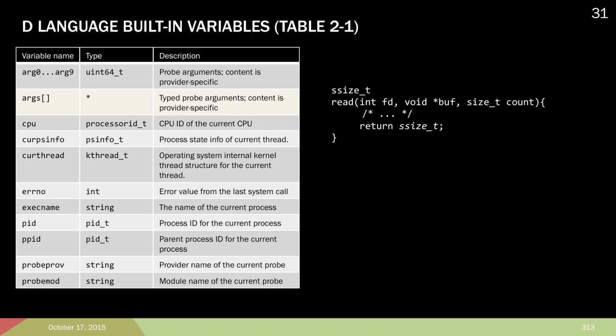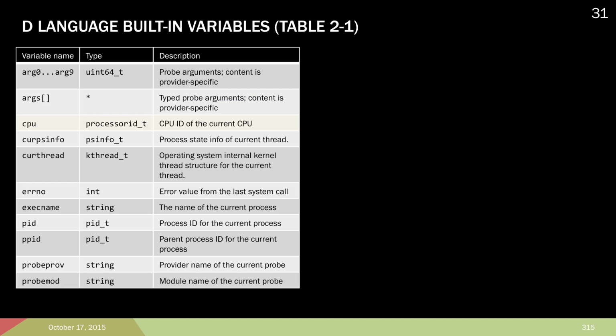The args array does nearly the same thing, but is aware of types. For example, assuming the argument we're interested in is a pointer to a struct, and we wanted to access a member of that struct, we must use the args array, which understands the argument's type. cpu provides the CPU ID for the current CPU. curpsinfo shows the current process state info for the current thread. curthread is the OS internal kernel thread structure for the current thread.